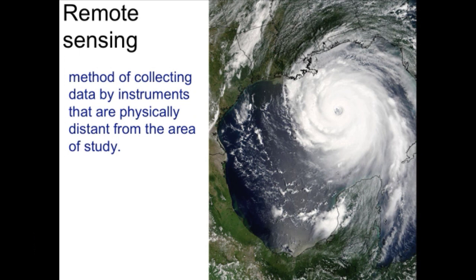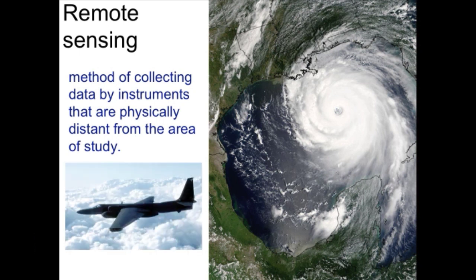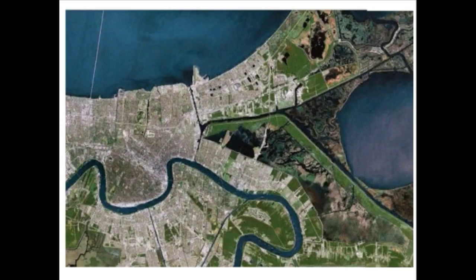Now, last term we're going to use here is talking about remote sensing. If you go back to the ancient world, you can only see as far as your eyes can see. Now we talk about remote sensing, a method of collecting data by instruments that are physically distant from the area of study. So you could use aircraft or radar or satellite image like this one here. If you haven't figured out what this is showing, this is Katrina. This is 2005, the hurricane that devastated New Orleans, among other places.